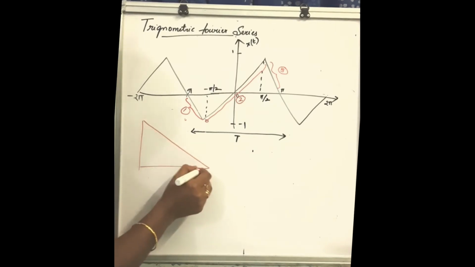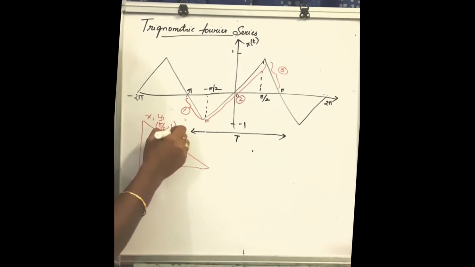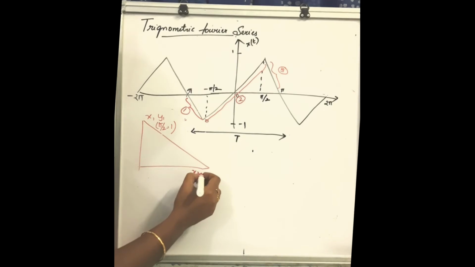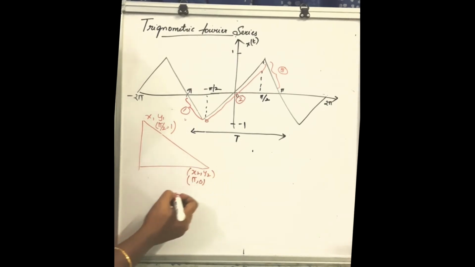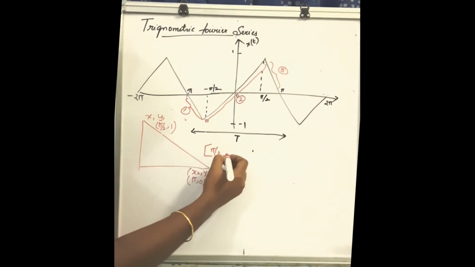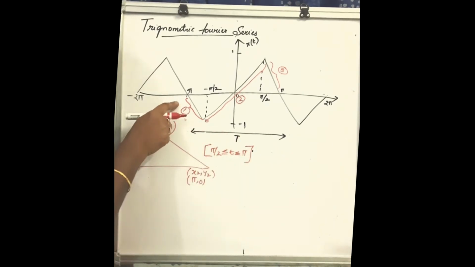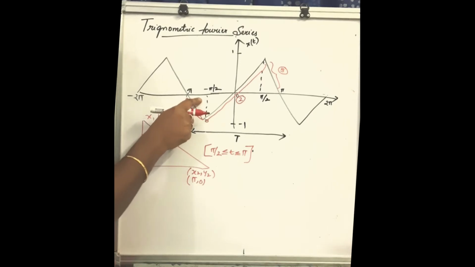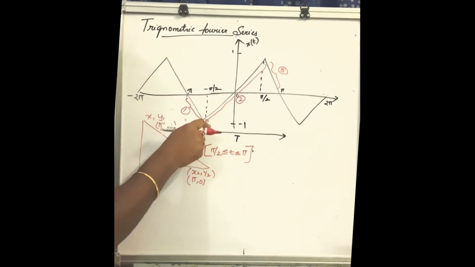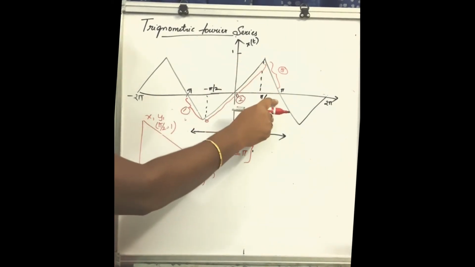I'm just redrawing that particular section. x1, y1 will be pi by 2 comma 1 and x2 comma y2 will be pi comma 0. Now this is for the interval pi by 2 to pi. We have already found for minus pi to minus pi by 2, and then we found for minus pi by 2 to pi by 2. Now we are finding for pi by 2 to pi.